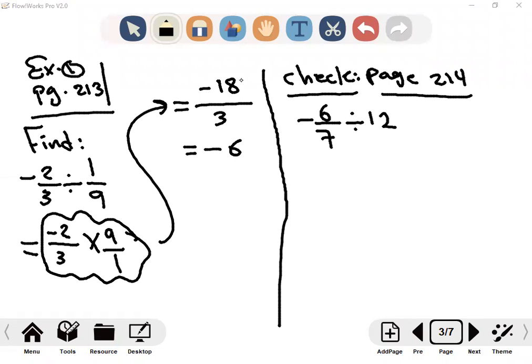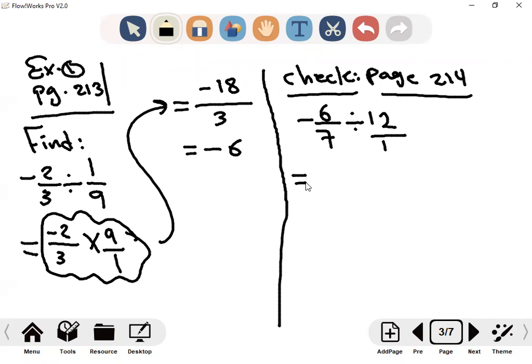Nidal. Yes, mister. Come on, Nidal. Do you understand the idea? Tell me what I will do here. We will rewrite it. The 12 will be over what? Over 1. So I will add over 1 for the 12. Check. Now this is equal what? Tell me how we divide.